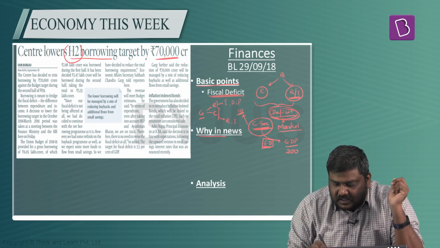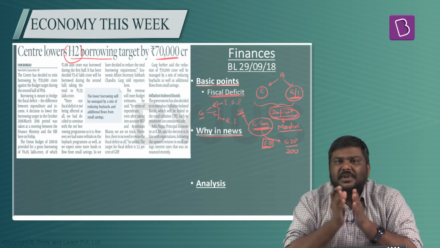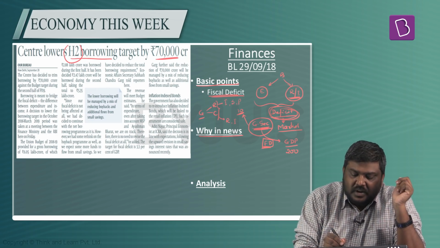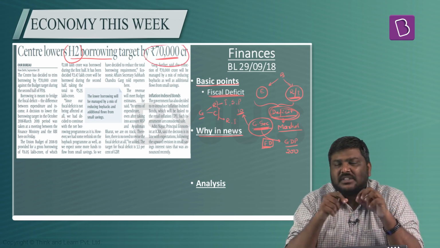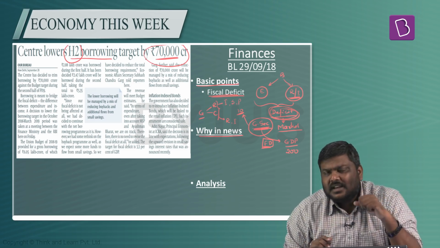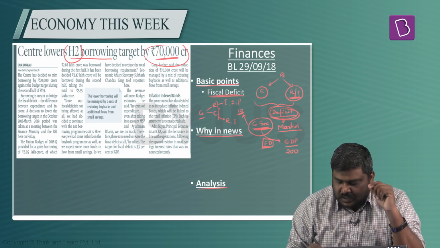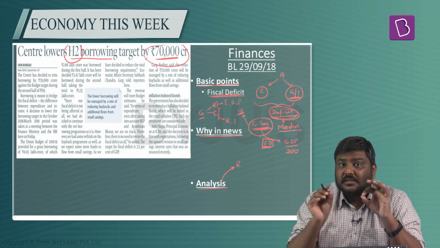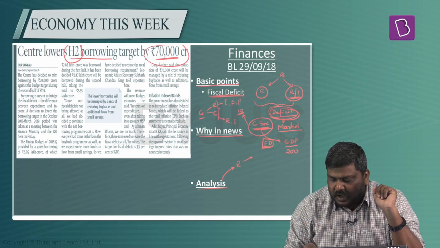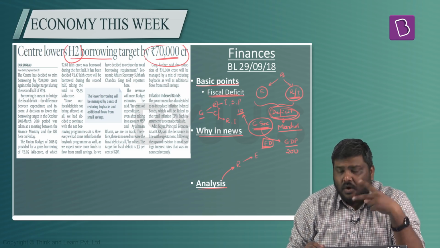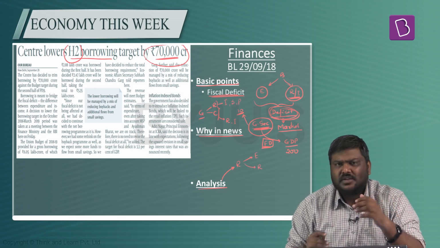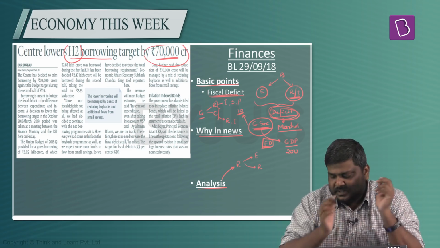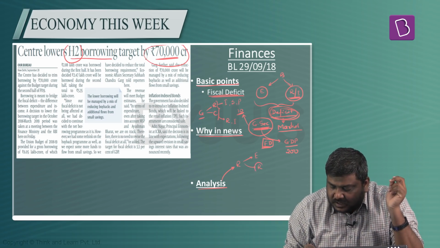Now, why is it there in the newspaper? Basically, the finance minister has recently announced that in the second half, the Government of India will reduce its borrowing in the market by 70,000 crore rupees. What is the analysis of this news? One, if the Government of India says that they would reduce the borrowings in the market, it simply means that they are either going to reduce the expenditure or they are going to collect more receipts, or it could be both of them.